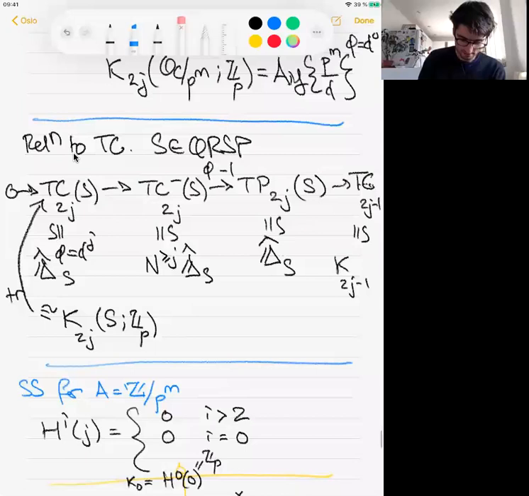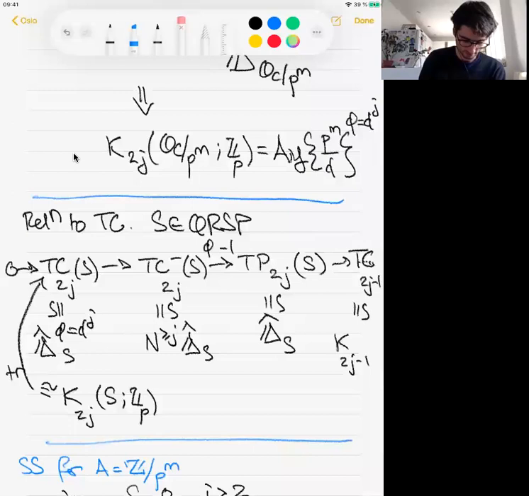Right. I mean, then what? What Bhatt, Clausen, and Mathew do is they use these finite flat descent results, or K1 local K theory, to get down to Z mod p^m.